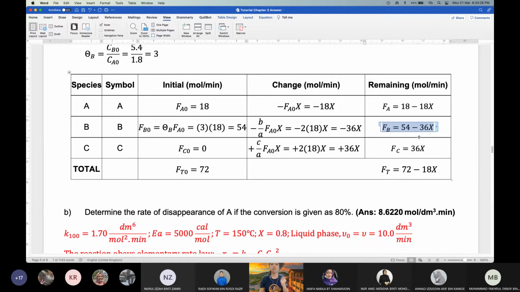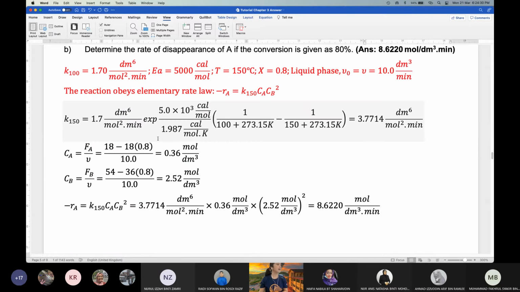Again, FB equals 54 minus 36x. So you replace your FB as 54 minus 36x. The x you replace with 0.8. You divide by your outlet volumetric flow rate, 10. You get your CB, 2.52.